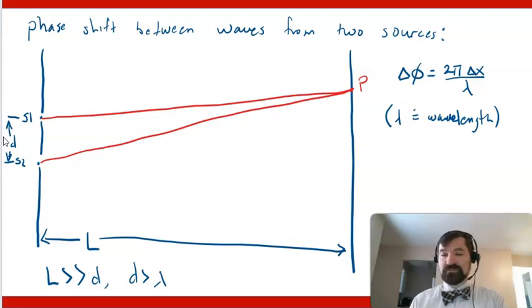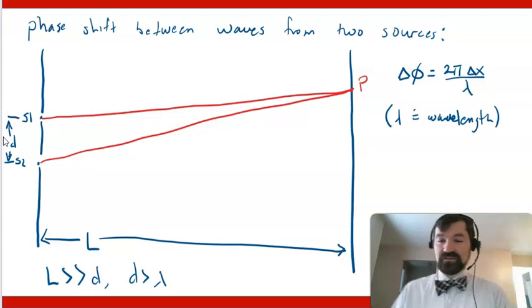And frankly, most of the time when we do this demo, the slit screen is actually quite a bit farther away from the projection screen than just 10 centimeters. I will often do it over a distance of 1 or 2 or 3 meters.